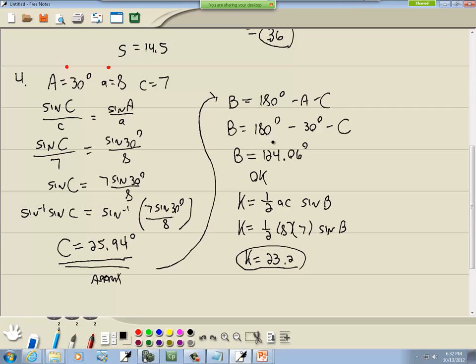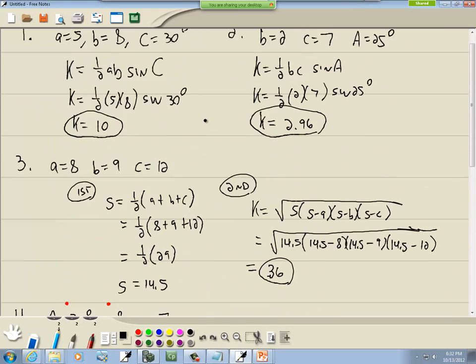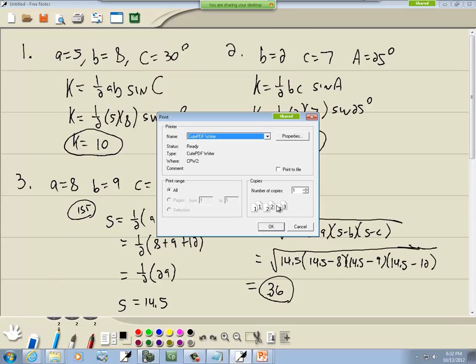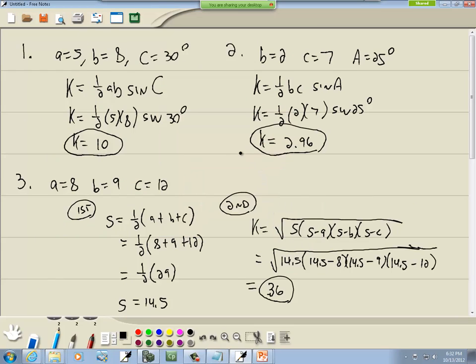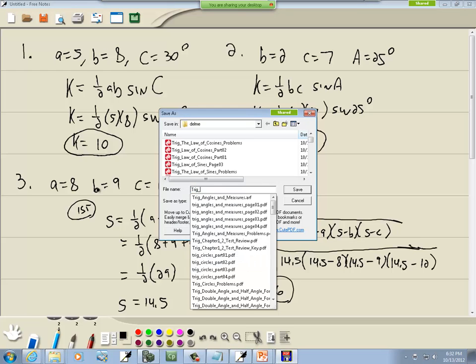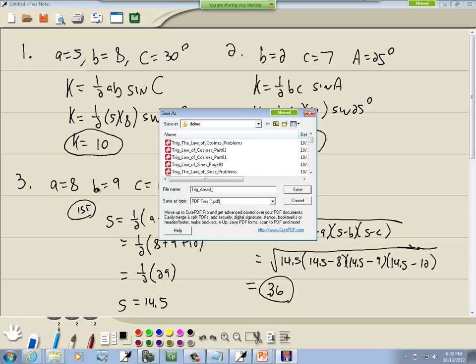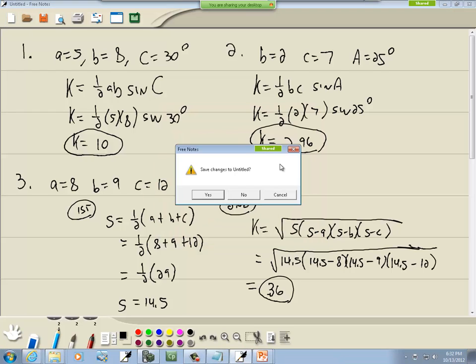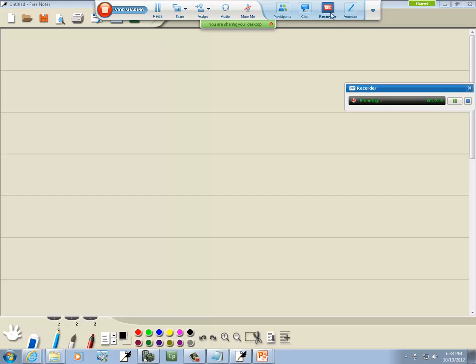So on some of these problems, you may have to do a little bit of solving a triangle in order to get the information you need. So let me save this as Area of a Triangle, page 01 PDF. And let me stop the recorders here.